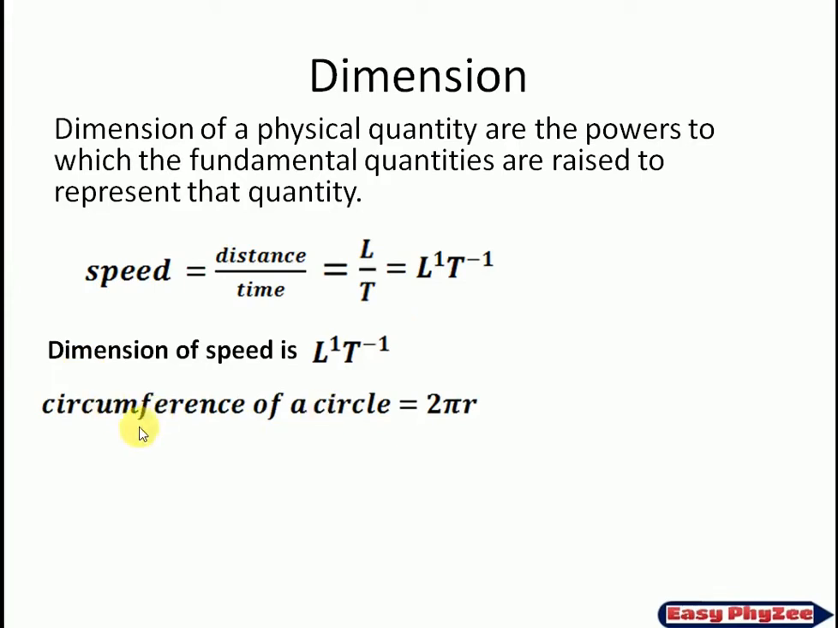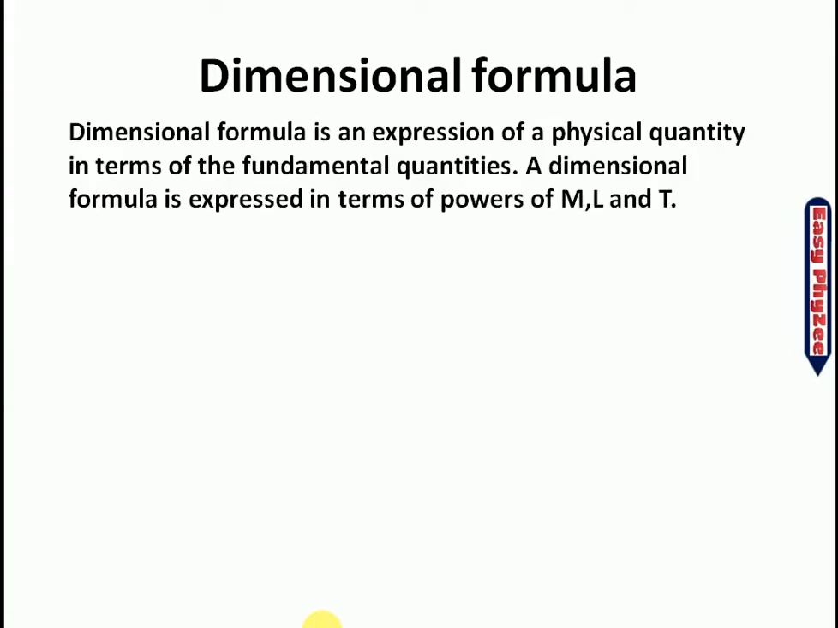Similarly, if you take the circumference of a circle, the formula is 2 pi r. So 2 pi does not have any unit, but radius is length. So the circumference of a circle has dimension of L to the power 1. Now the dimensional formula: in the dimensional formula we write the powers of fundamental quantities, but we include M, L and T.